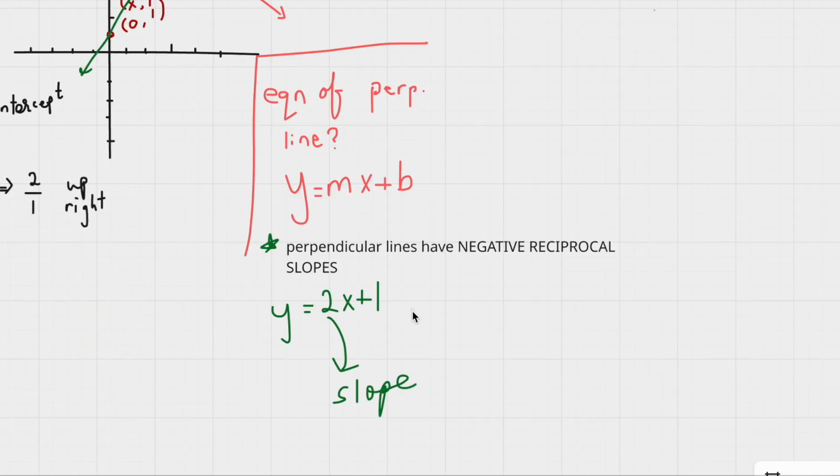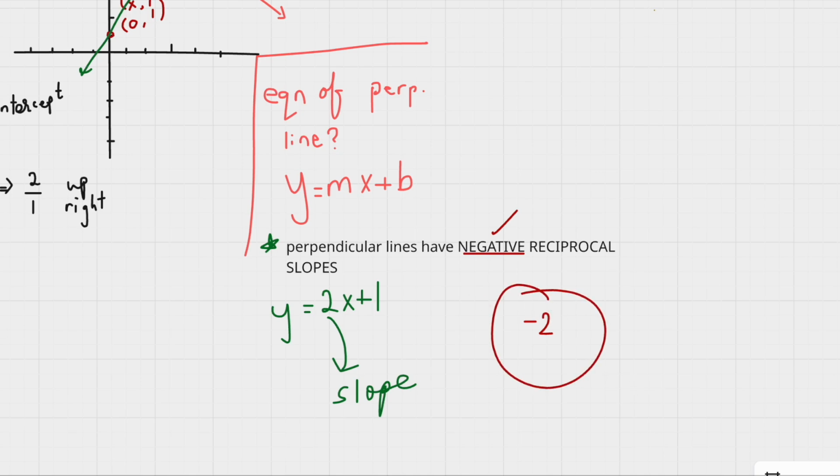The equation of our green line was 2x plus 1, and the slope that we got from that was the number in front of the x, which was the m value, and that was 2. Now take this number and flip the sign. So if it's already a negative, you're going to make it positive, and if it's positive, in our case positive 2, you'll make it a negative. That takes care of the negative part. What about reciprocal? Reciprocal means it's flipped.